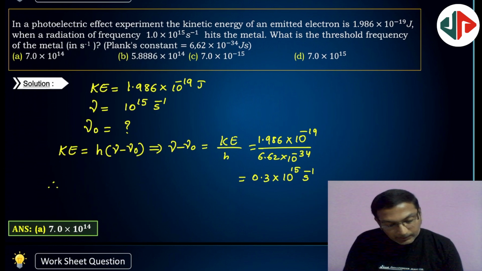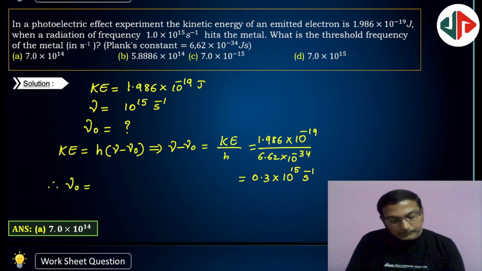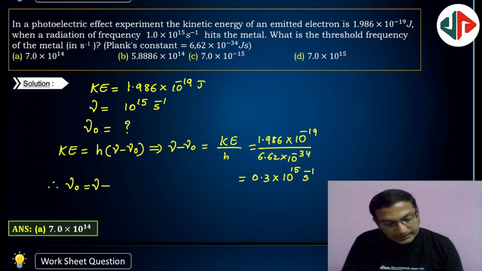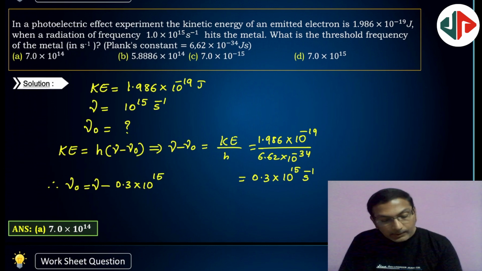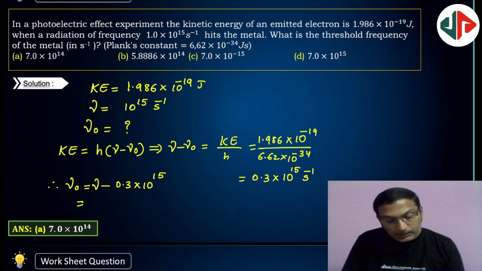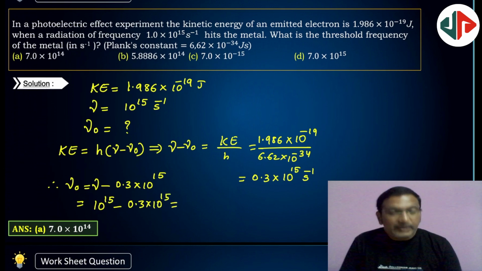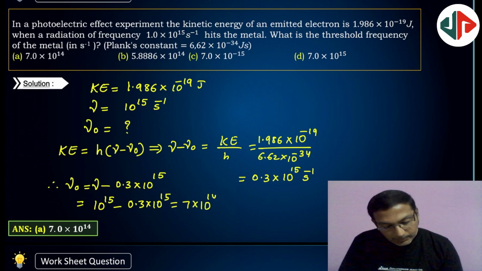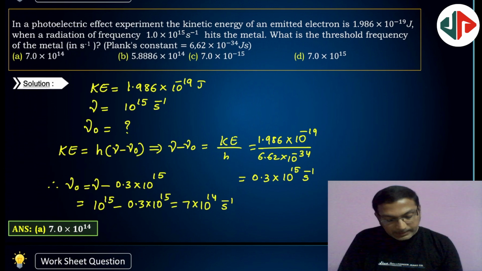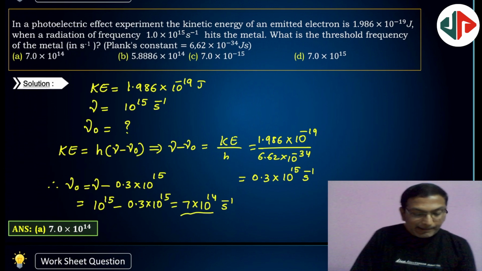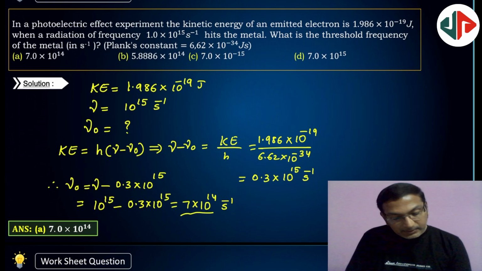Therefore, nu naught equal to nu minus 0.3 into 10 power 15. So nu is given. Nu is 10 power 15 minus 0.3 into 10 power 15. So this value will be 7 into 10 power 14 second inverse. This is the value. 7 into 10 power 14 means option A.